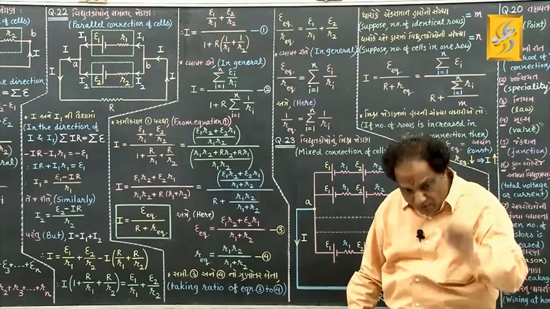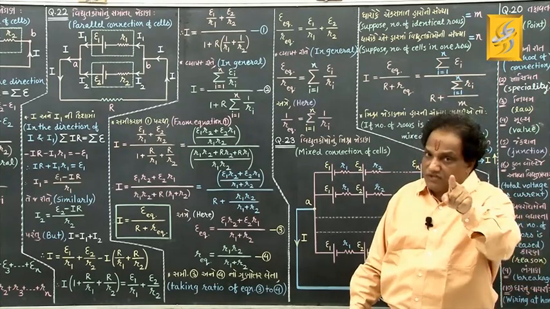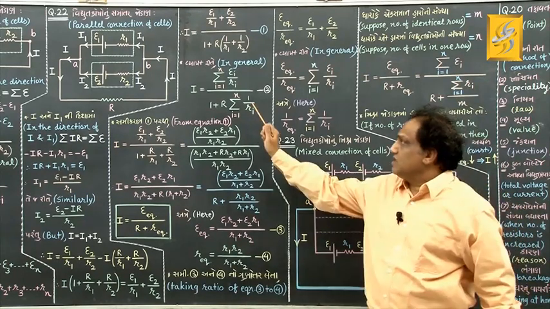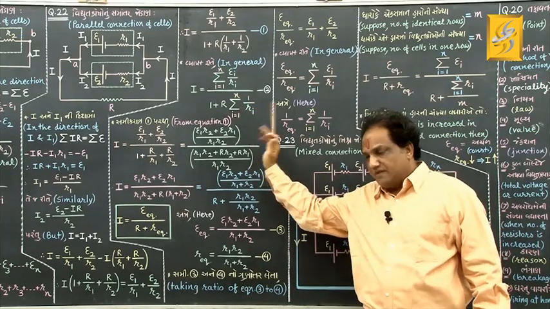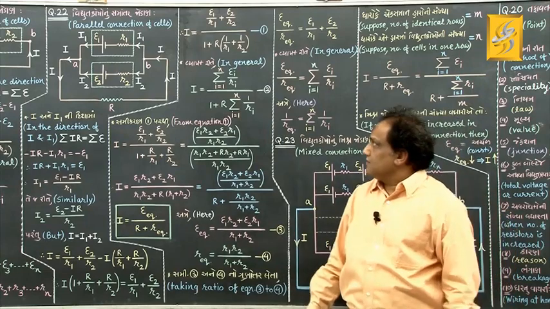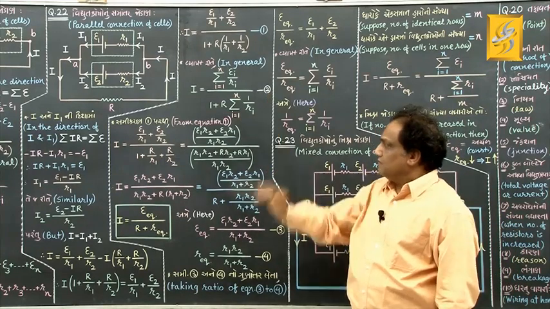Summation of reciprocals of internal resistances. That's why you must be very careful. You must write sigma 1 upon Ri. Okay, fine. And now, give it equation number 2.